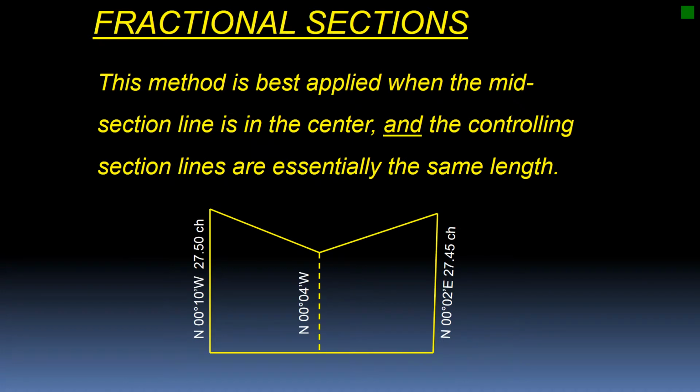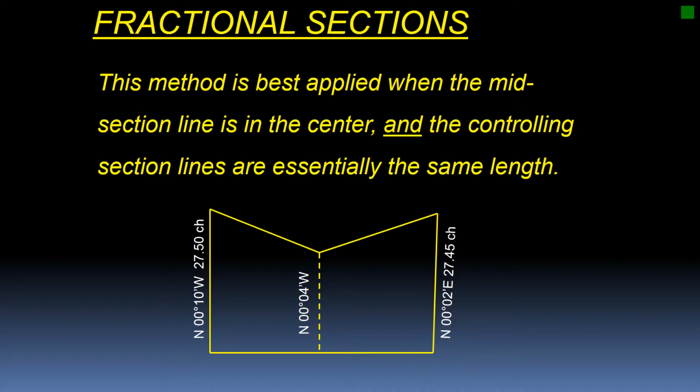Okay, here's an example of an arithmetic mean. Now, this method is best applied when the middle section line is in the center and the controlling section lines are essentially the same length. If you take a look at this graphic, the east section line is 27.45 chains long, and the west section line is 27.5 chains. So you can see that they're just about the same length.